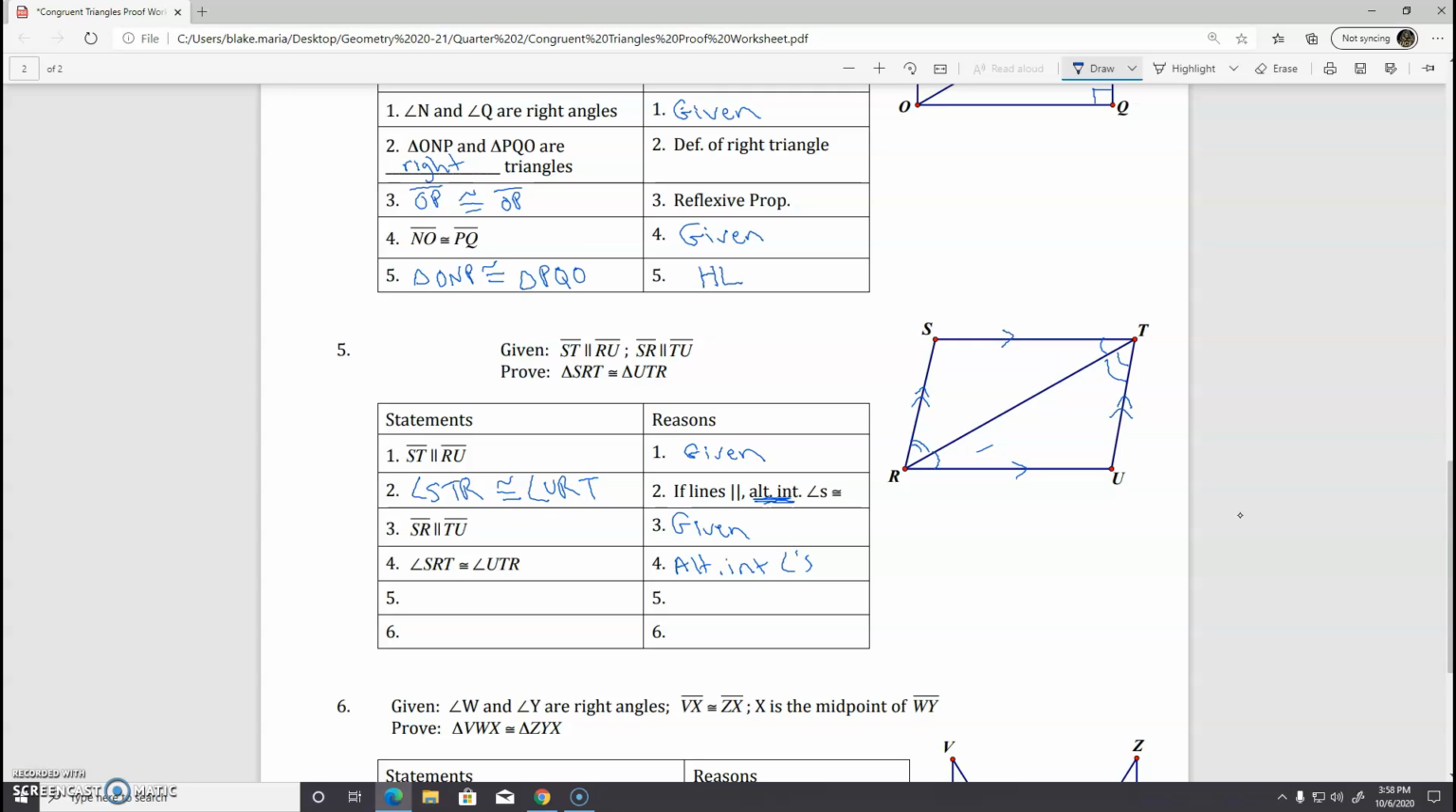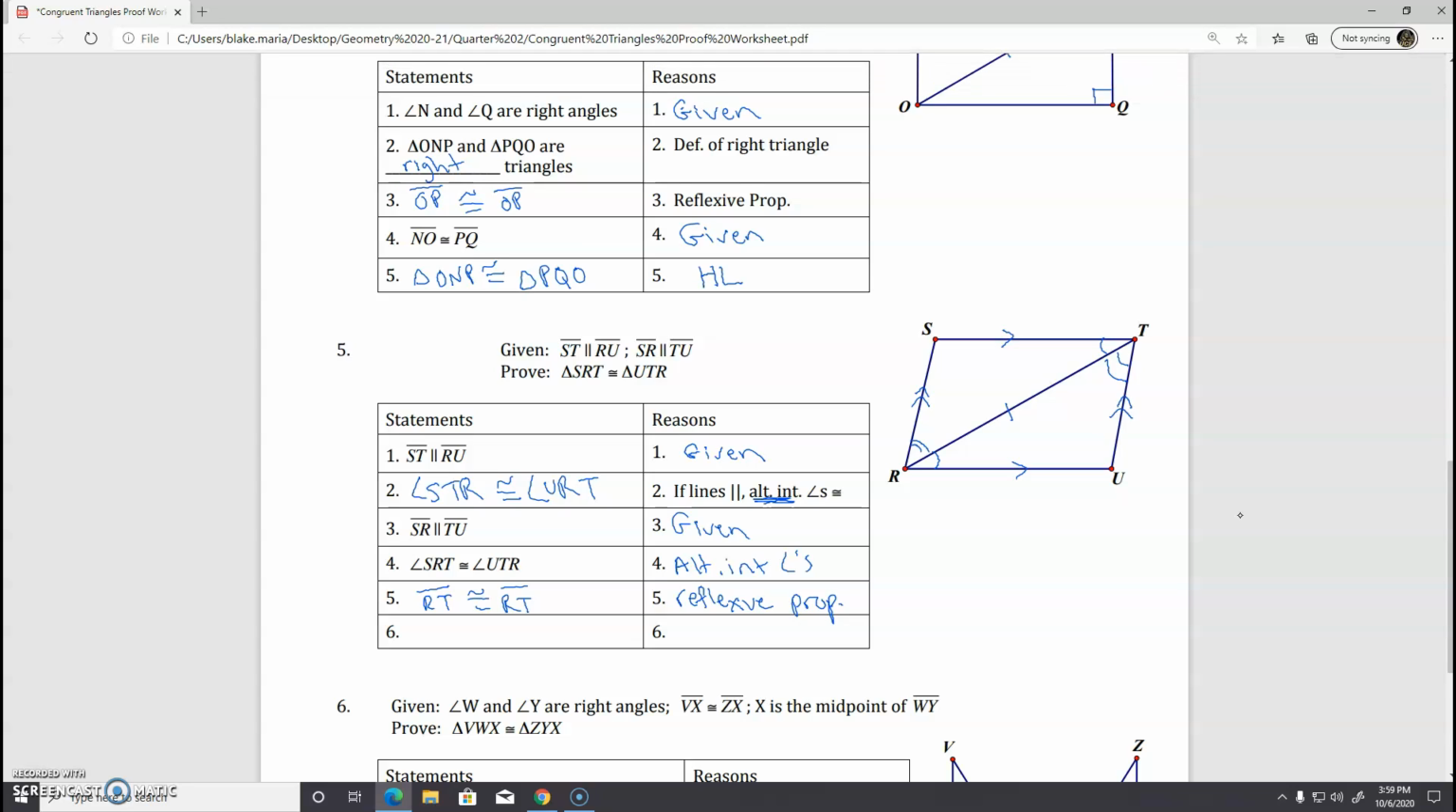My last step is I would point out that RT was congruent to itself, RT. And again, what you're saying is RT in this triangle is the same as RT in this triangle. I don't know where that little thing's coming from. Let me get rid of that. There it goes. So RT is congruent to RT. That was that reflexive property. This is going to pop up a lot in these proofs. Reflexive property.